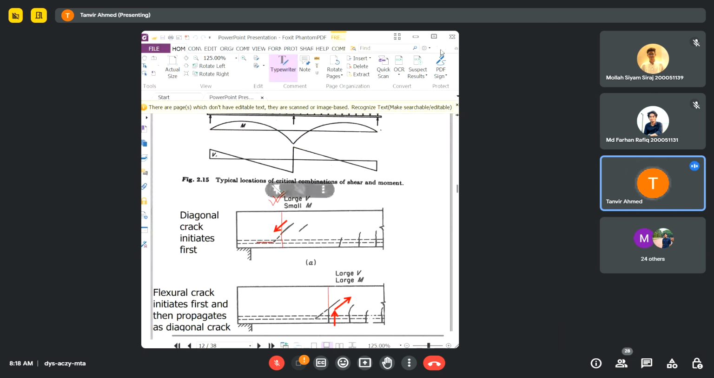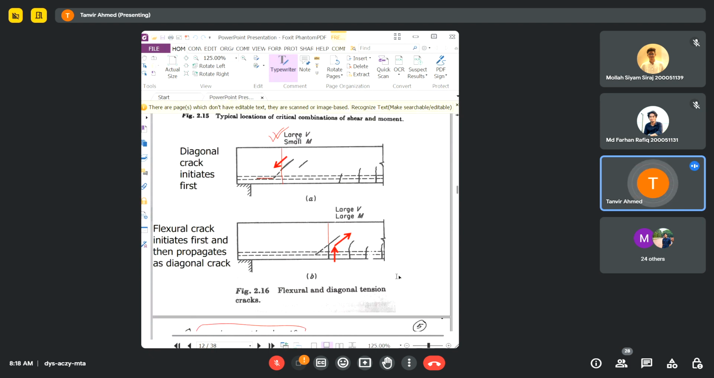Up to this slide. We said that, you try to remember, we said that the shear strength of concrete will depend on the relative amount of V and M. So if the V and M changes, the strength of the concrete will also change. And how that will change, that will be the discussion of today.